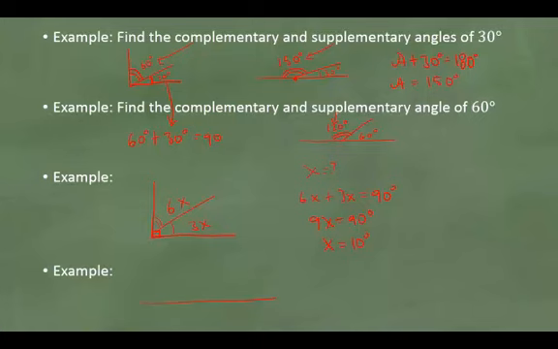What if we had something like 4x here, and here we had a total of 6x? And this is 180 degrees in total. Well, we know 6x plus 4x equals 180, or 10x is equal to 180. So if you divide both sides by 10, x has to equal 18 degrees.